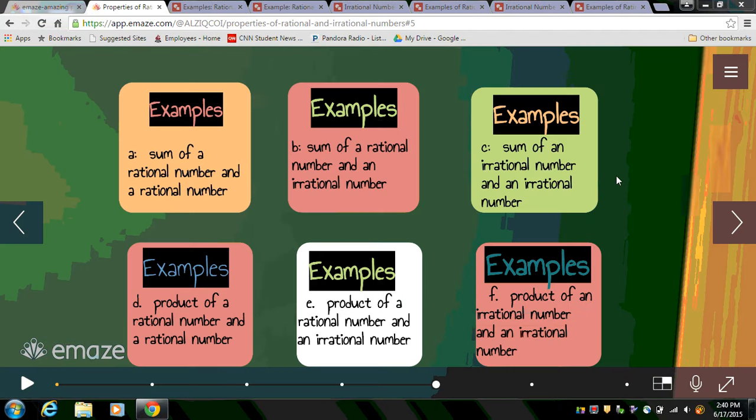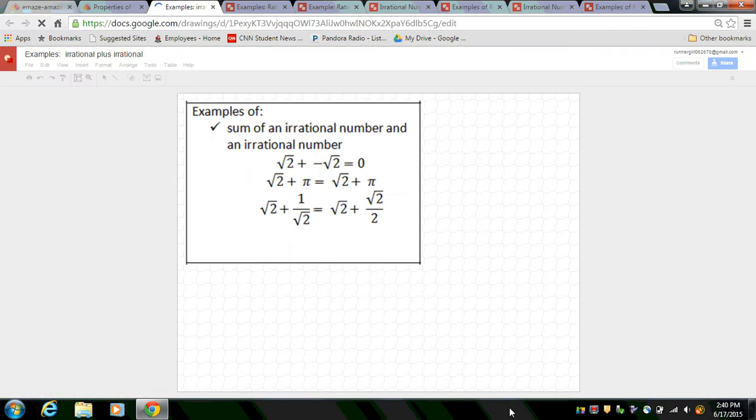Examples of finding the sum of an irrational number added to another irrational number include the square root of 2 plus negative square root of 2, that equals 0. The square root of 2 plus pi, that equals the square root of 2 plus pi. And the square root of 2 plus 1 over the square root of 2. After we rationalize the denominator, it becomes the square root of 2 plus the square root of 2 over 2.